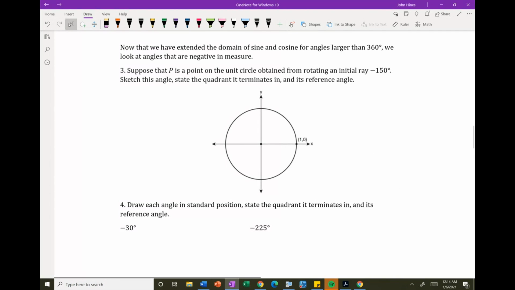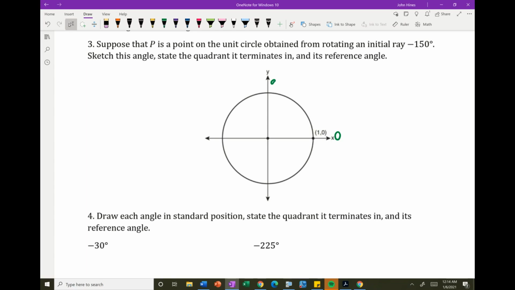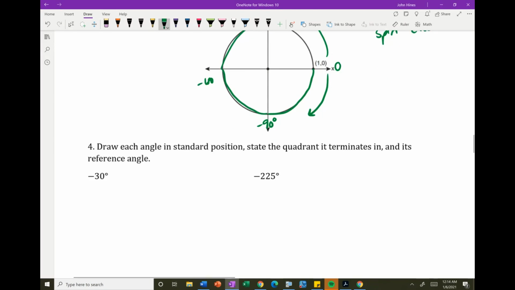All right, so what if I have a negative angle measure? Well, normally here's 0 degrees and I spin up to 90, so it makes sense a negative angle measure spins clockwise. So negative angles spin clockwise around the circle. So I start at 0 degrees here, and I just spun negative 90 degrees, negative 180, negative 270. So that's how we deal with negative angle measures.